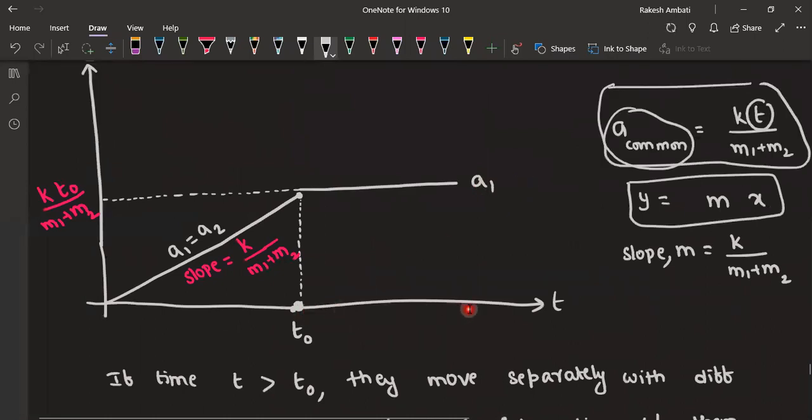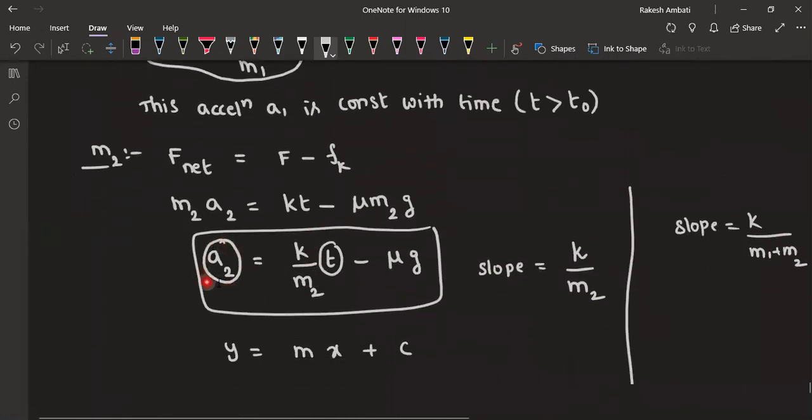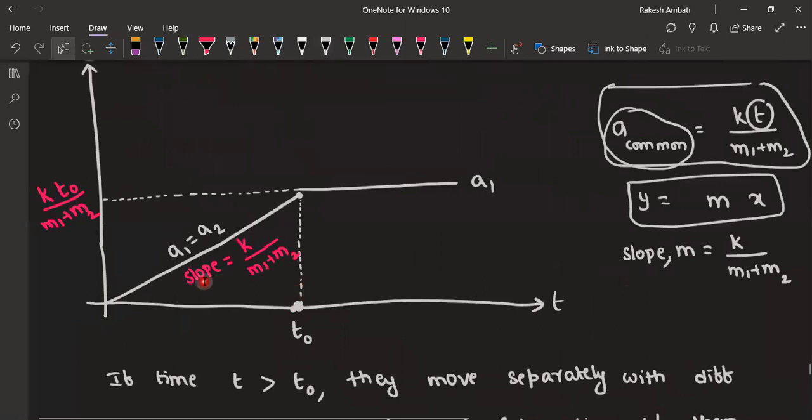So finally, already we completed the A1 graph. If time is greater than T naught, the M1 block acceleration is constant with time, so parallel to the time axis. But in the case of the M2 block, what is the acceleration? Dependent on time or independent of time? Dependent on time. And what is the nature of the graph? A straight line graph not passing through origin, but with greater slope with respect to the previous one. Okay, that means how to draw it. I'm drawing the graph. You have to say whether it is correct or not.